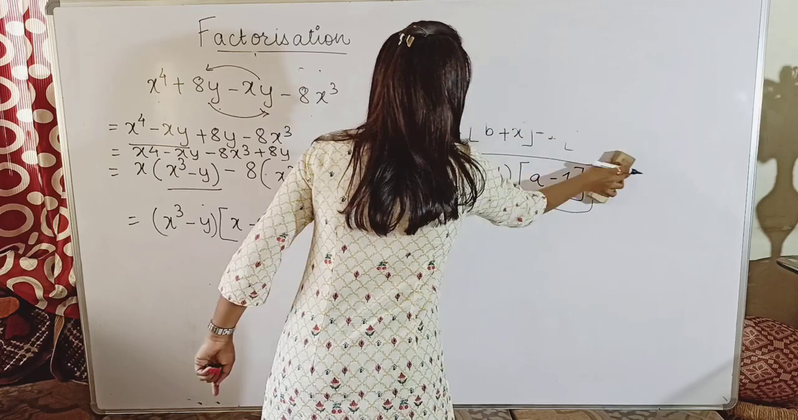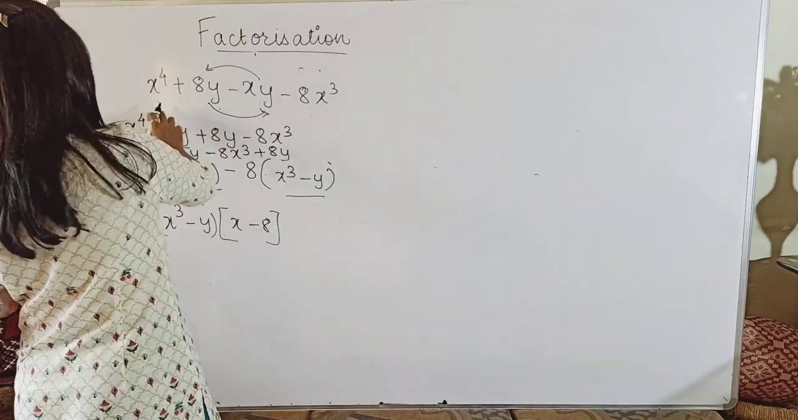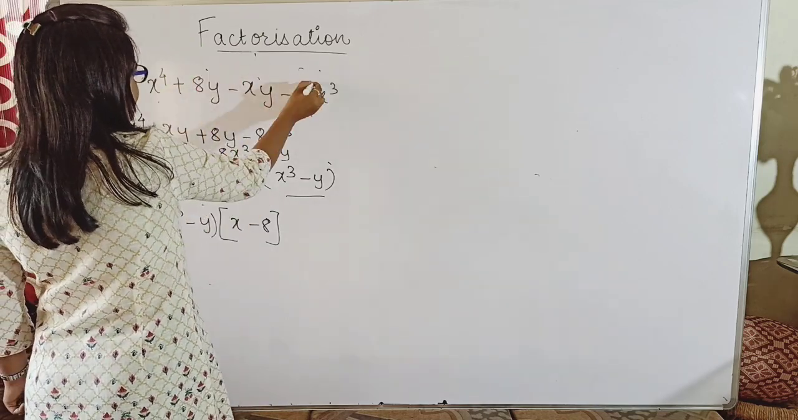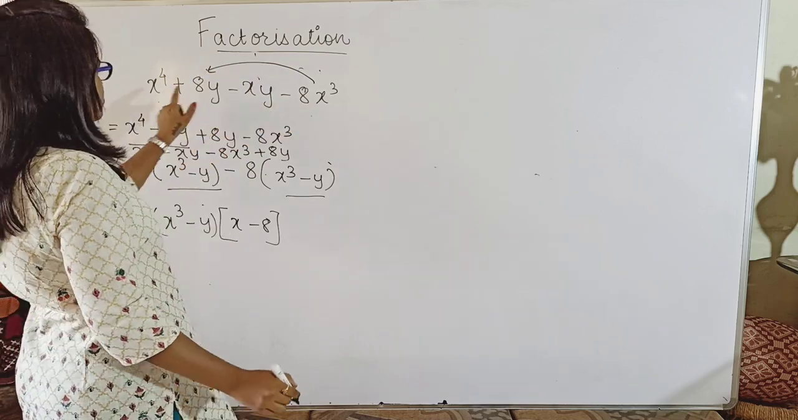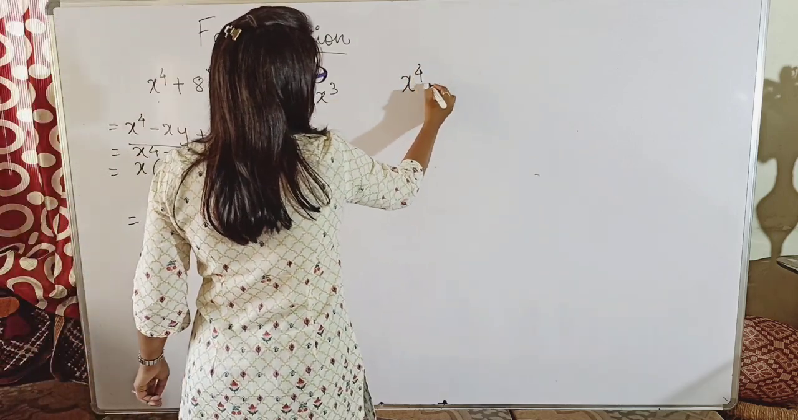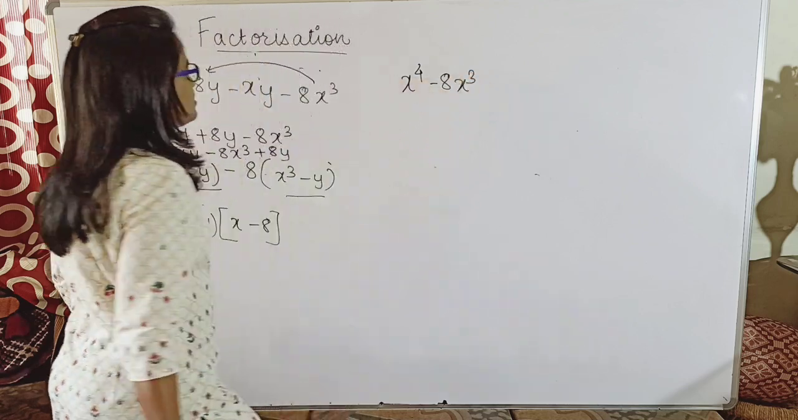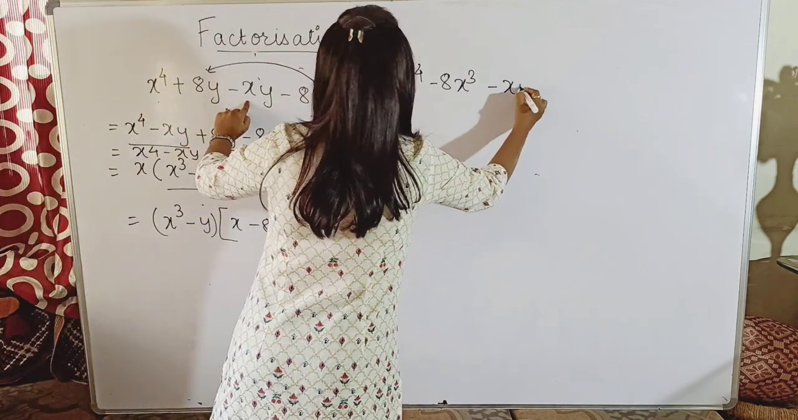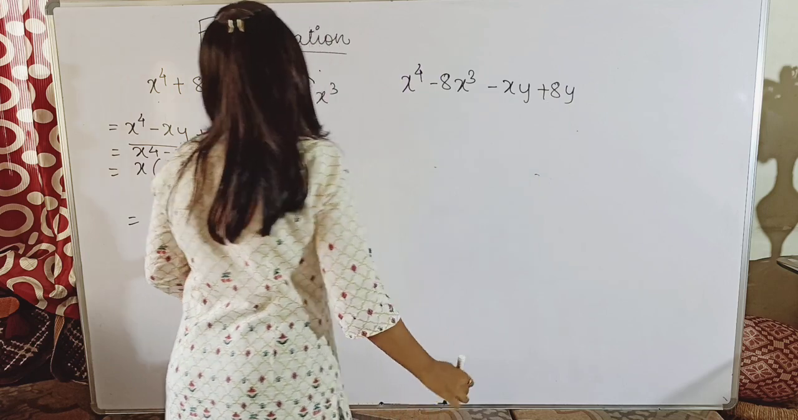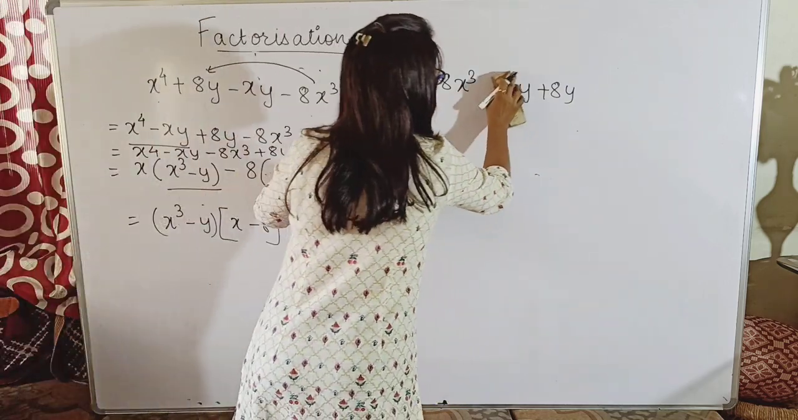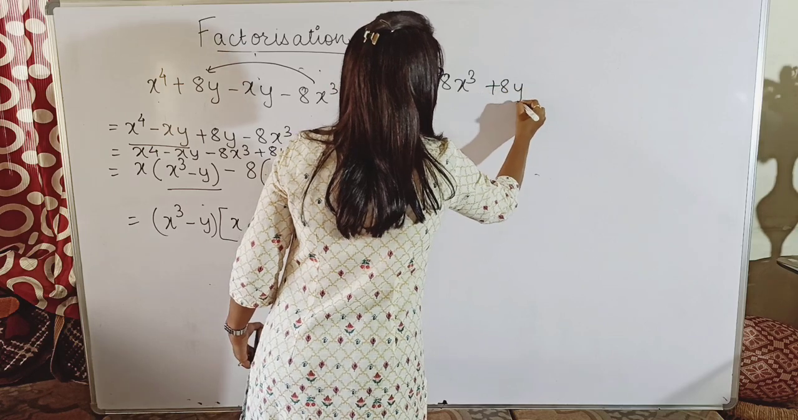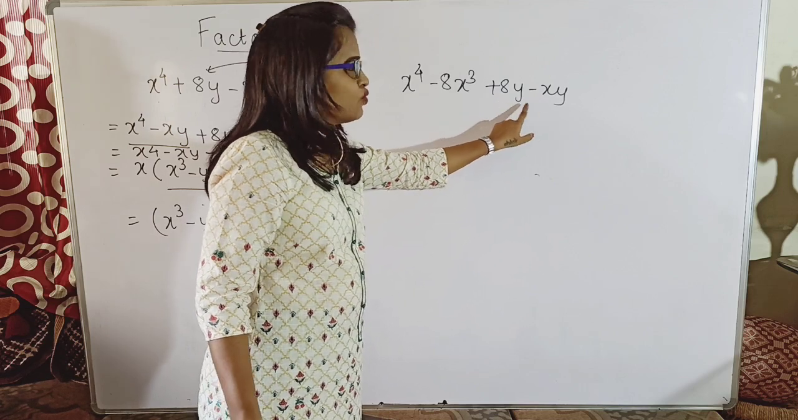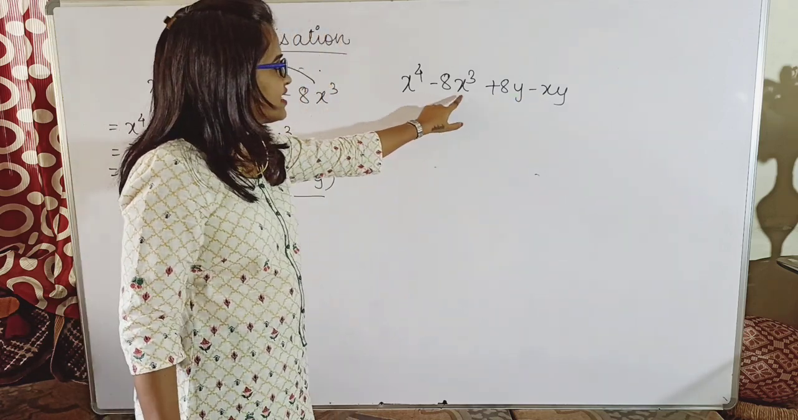Now here I have taken which two terms together? x raised to 4 plus 8y. Now instead of taking these two together, let us take 8x cube and x raised to 4 together. So x raised to 4 minus 8x cube together, whereas here I will take minus xy plus 8y. Or let us write down 8y and minus xy as it is. Can I take anything common between these two? Yes, I can take y as common. So 8 minus x will remain, and here I can take x cube as common.